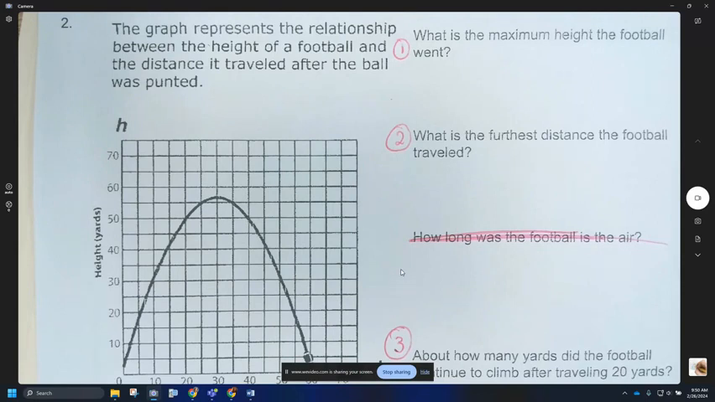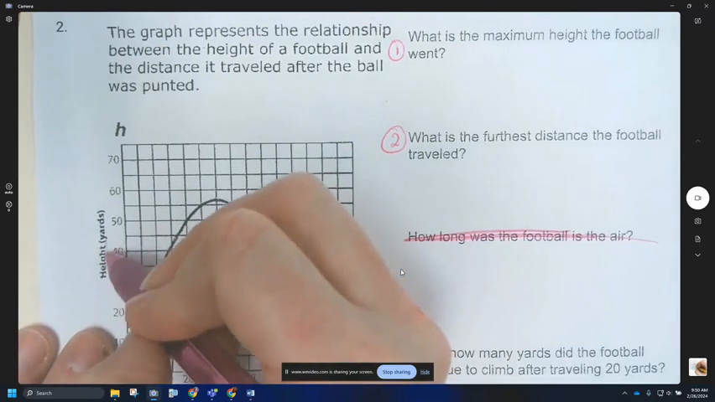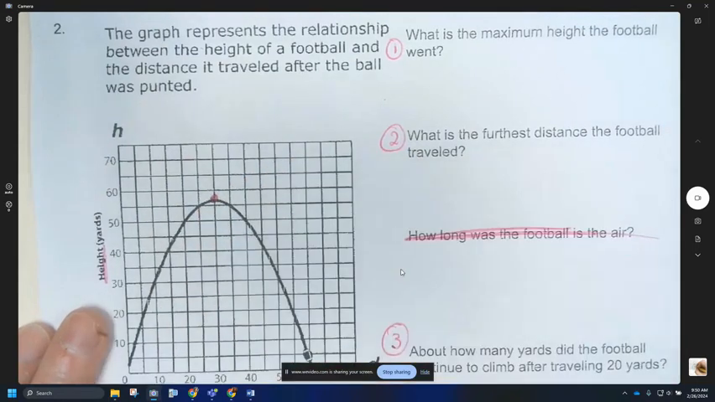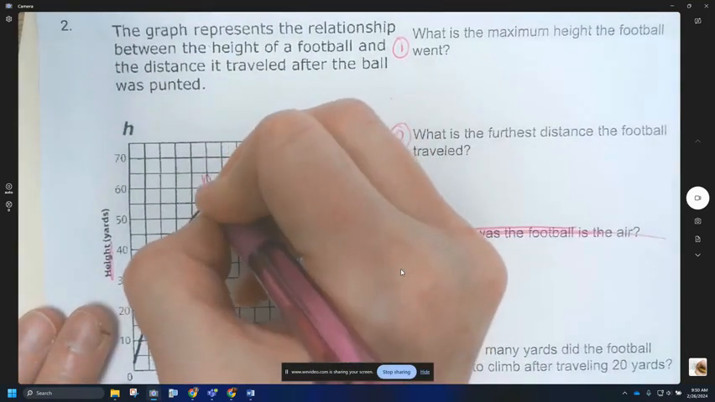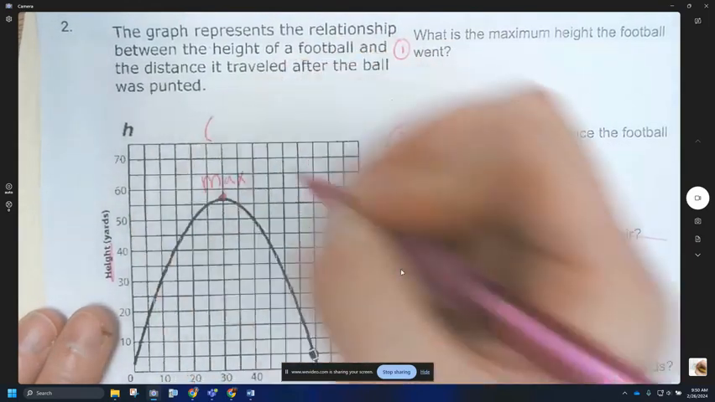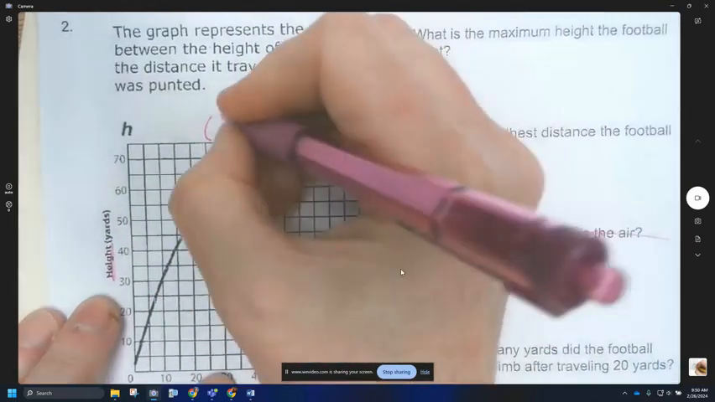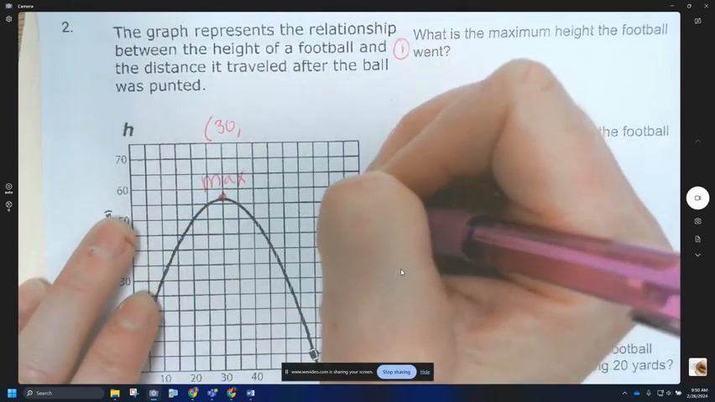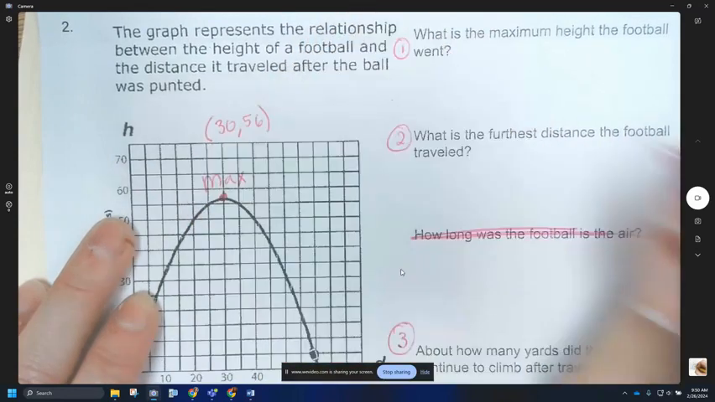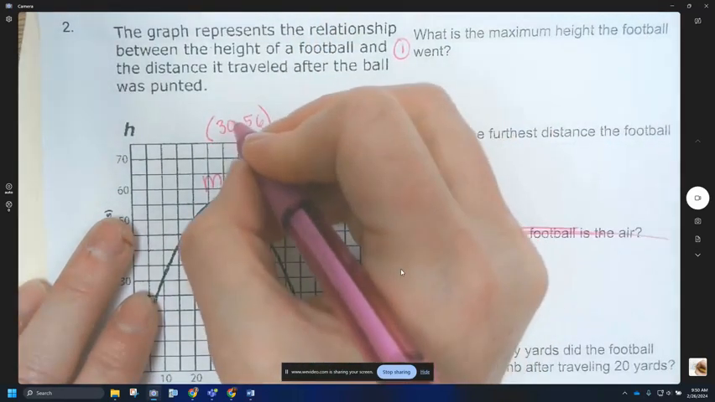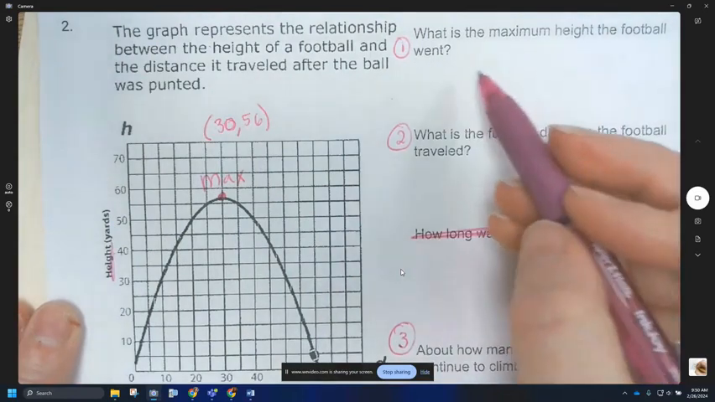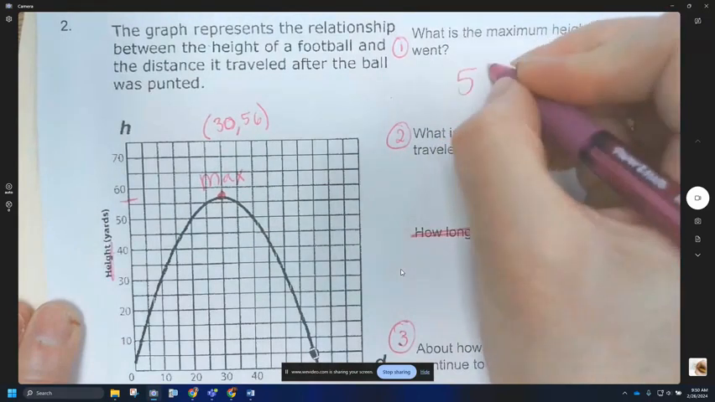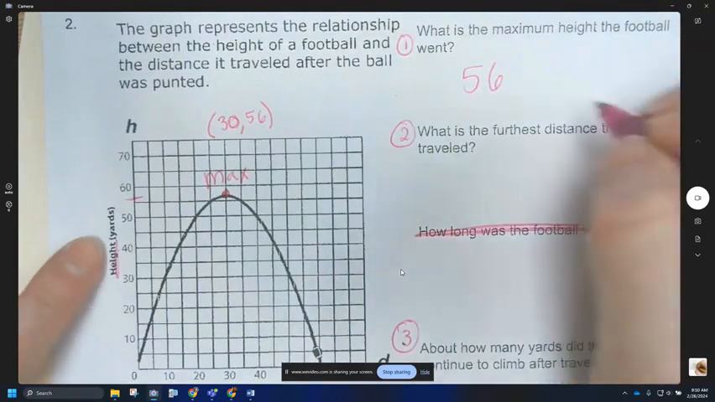So it says, what is the maximum height of the football? This is height. Height is h. The maximum height, well, let's look at what the coordinate is for the vertex. This is our max. I'm going to go ahead and write the coordinates. It looks like it's at 30, 56. So what is the maximum height that it goes? Looks like it's 56. And what units of measure? We're in yards.